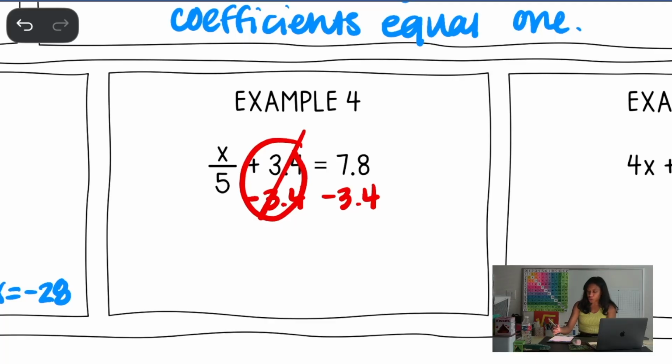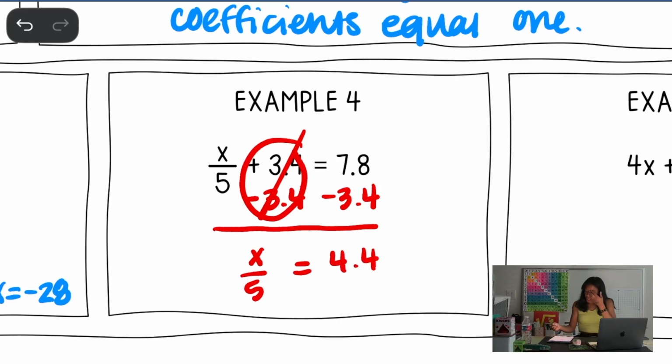If it helps, I know some people like to draw a line to separate the left and right sides of your equations. You can do that. It is not in my practice, but you're welcome to do that if it helps you. However you want to get there is fine by me. This is going to be 4.4.